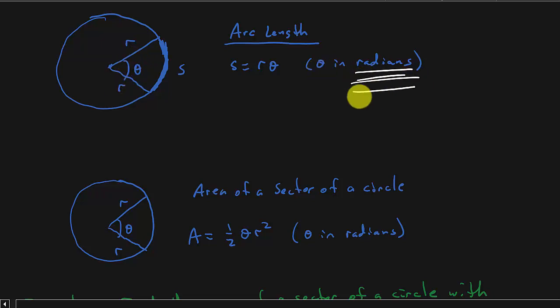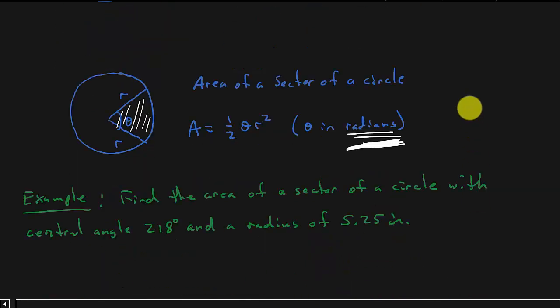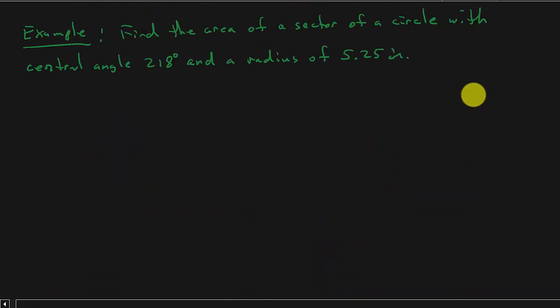And it is important, notice this right here. Theta is in radians. Okay, same thing, area of a sector of a circle. We're looking for this, that area right there. So you got your central angle theta, you got your radius R, and theta is in radians. All right, so let's look at some examples.